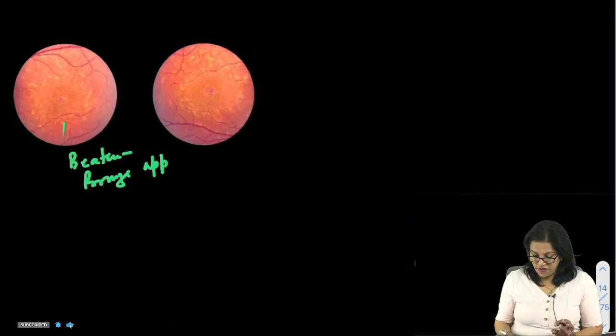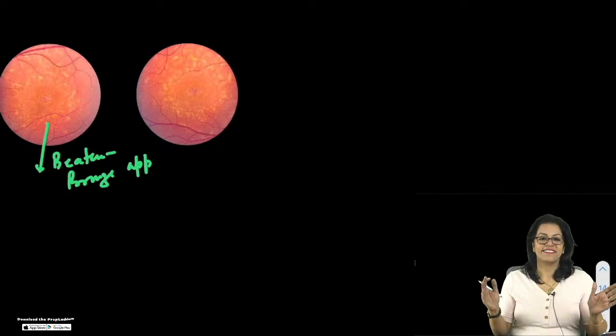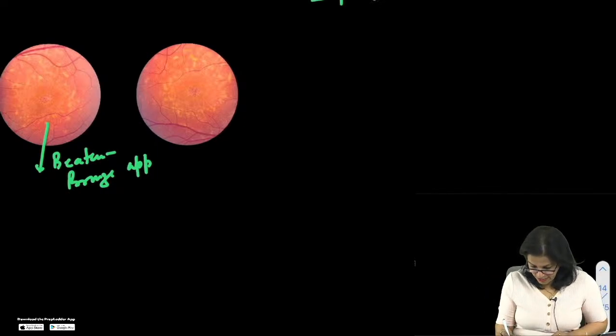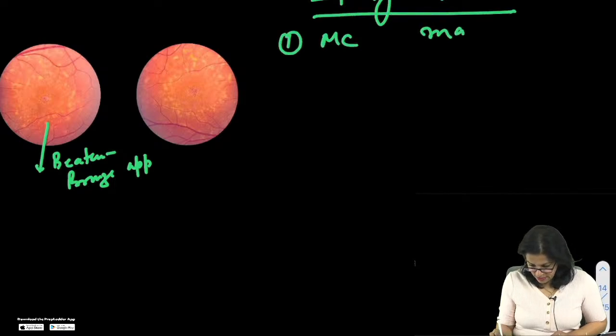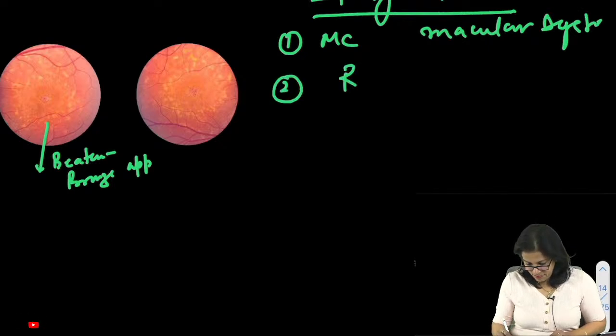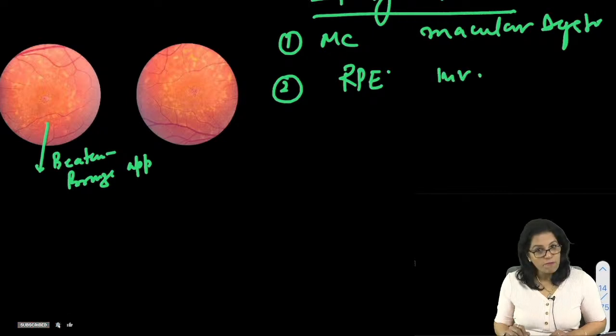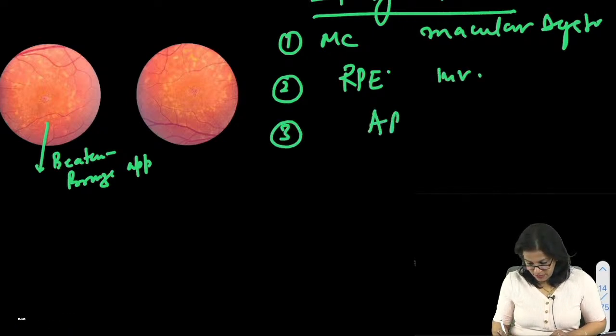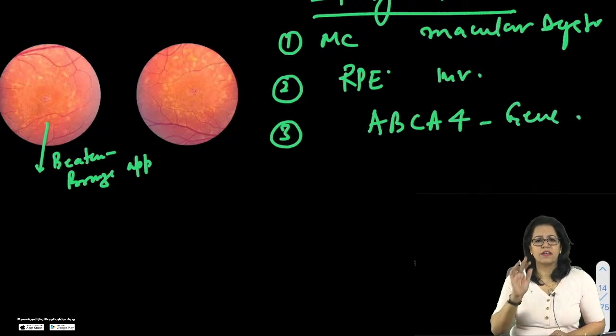Right. So if I ask you, let's revise Stargardt's. What are the important points? Let's note down. First of all, it is one of the most common macular dystrophies. When you say macular dystrophy, which layer is involved? We are talking about the retinal pigment epithelium layer cells. And it is due to a mutation in the ABCA4 gene. You may not learn it, it's okay, they haven't asked you this.